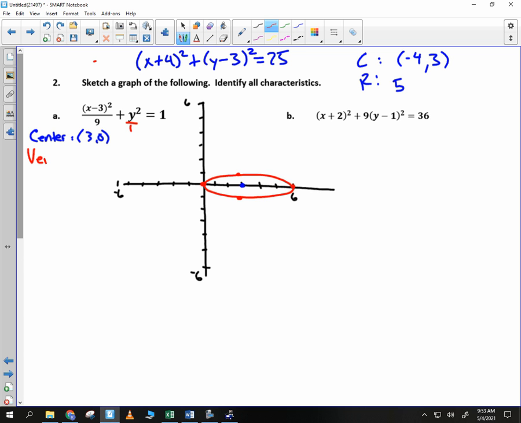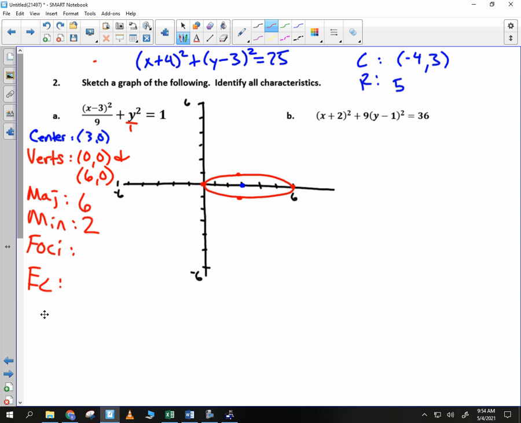So the vertices are these endpoints. What are those endpoints? Name them. 0, 0, and 6, 0. What's the length of the major axis? 6. What's the length of the minor axis? Then we have foci and we have eccentricity. What do I need to find in order to determine foci and eccentricity?